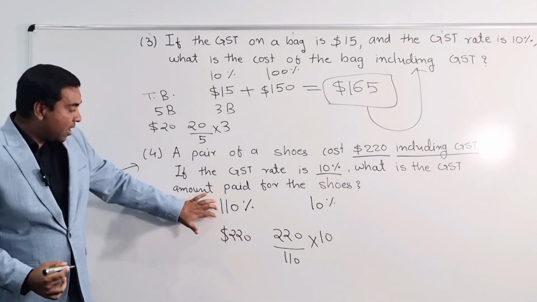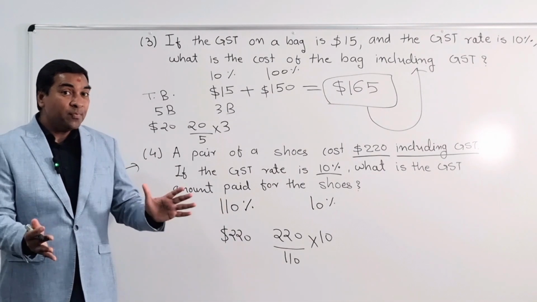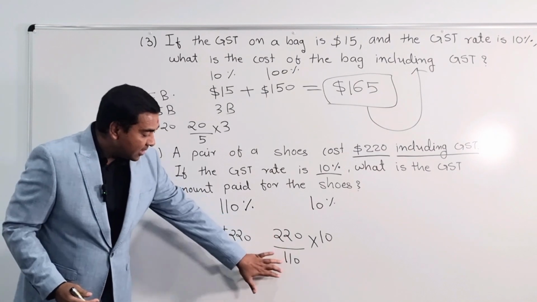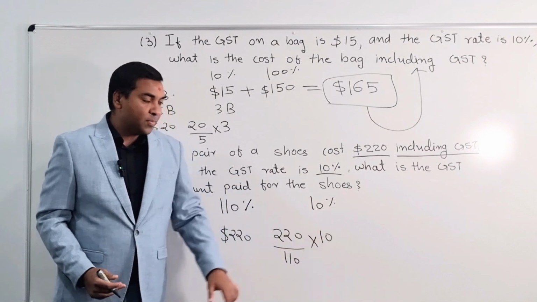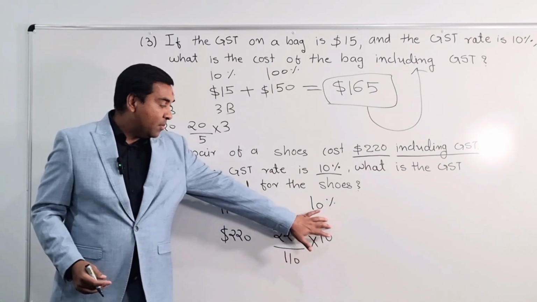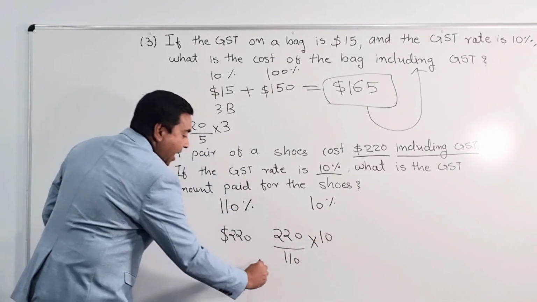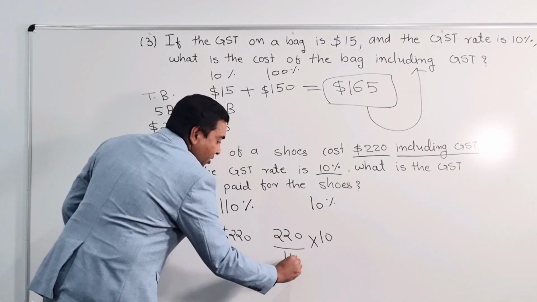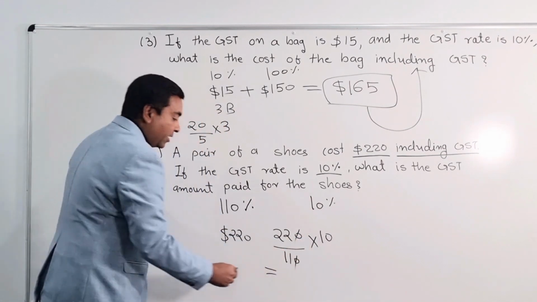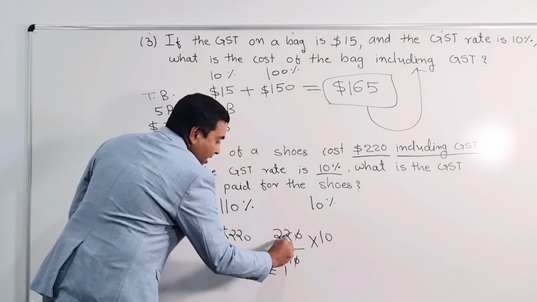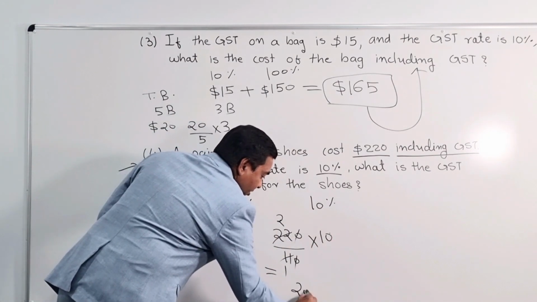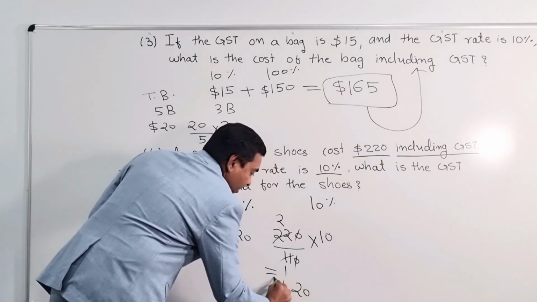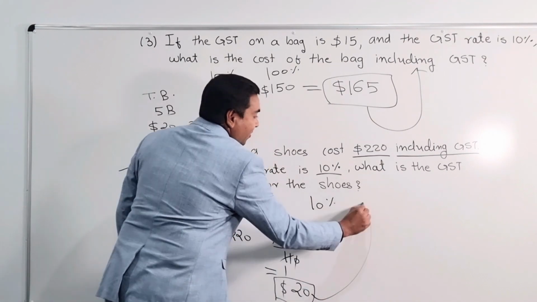$220 is 110%, so my 1% is going to be 220 divided by 110. Once I get the 1%, I can get the 10%, because that's the GST, by multiplying by 10. Now this 0 and 0 cancel out. 11 1 is 11, 11 2 is 22, so it's 2. So 2 times 10 is 20. So $20 is my GST value, and that's what they were asking for.